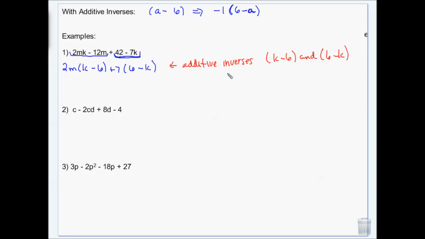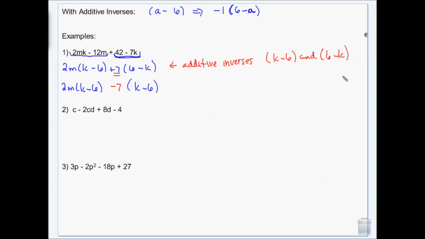So what I need to do is I need to take this 7 and make it negative. Okay, so I take that 7 and I make it negative, and now this will match that.